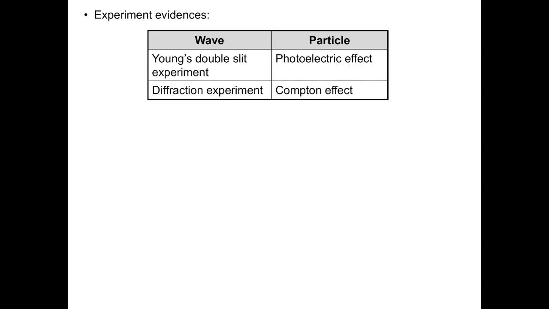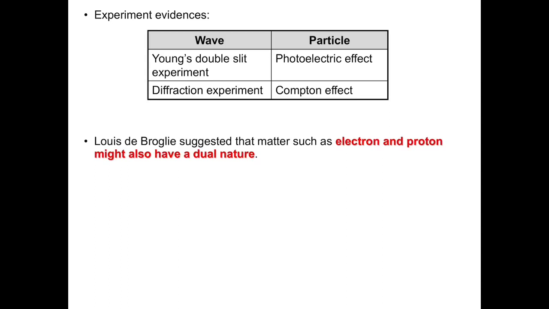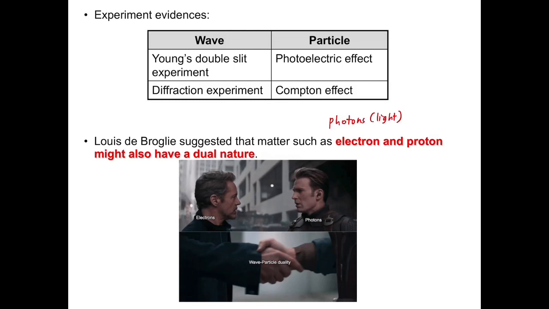Louis de Broglie, who discovered the de Broglie principle, also suggested that matter such as electron and proton might also have a dual nature in which it can behave as a wave and also as a particle. Previously we talked about light, or specifically photons, and said that light can behave as particle and also wave. Now we are proposing that electrons and protons also have a dual nature.